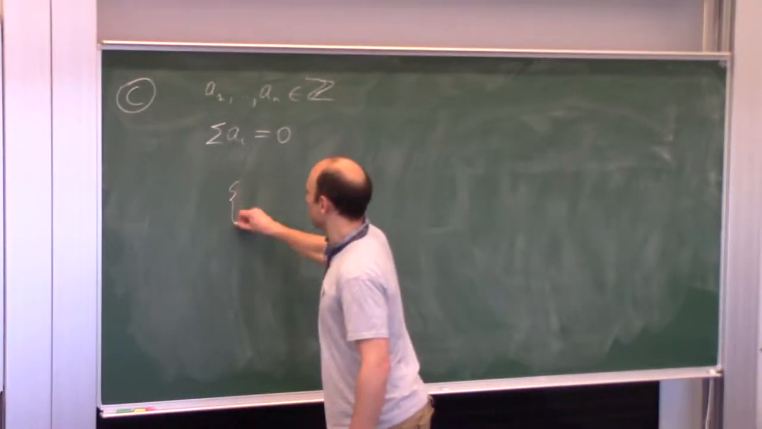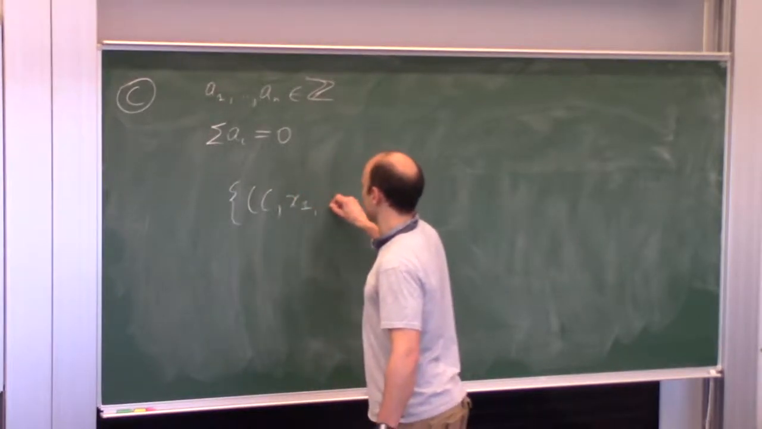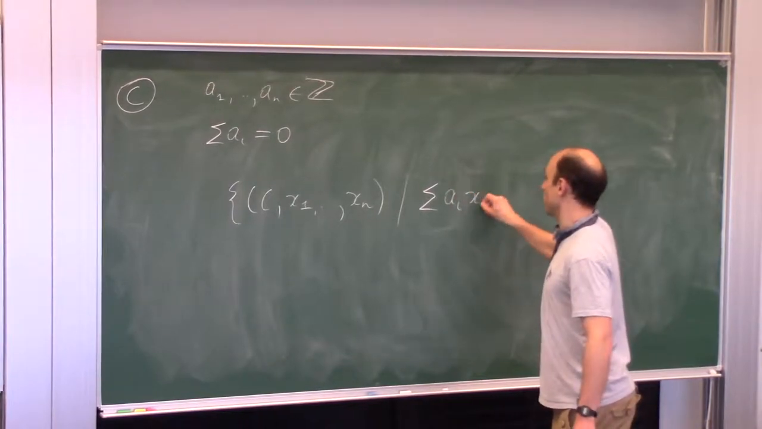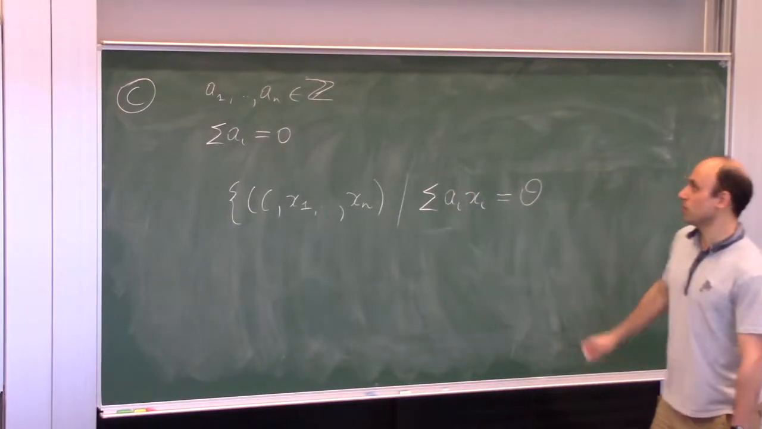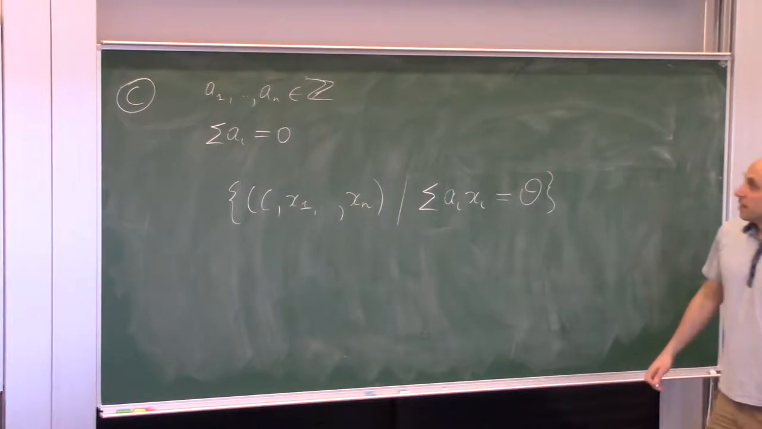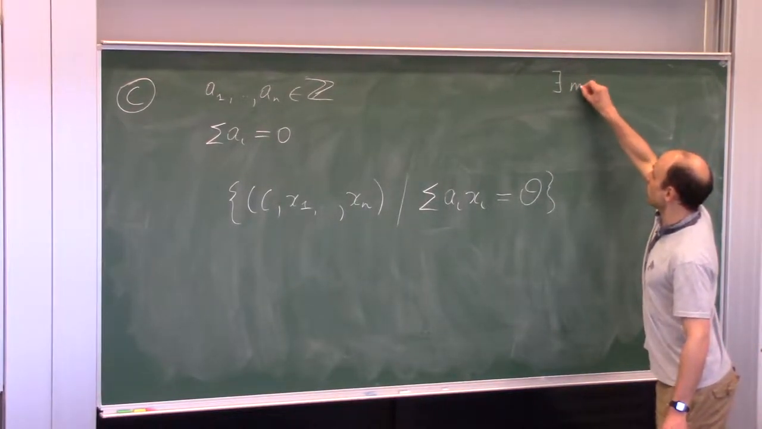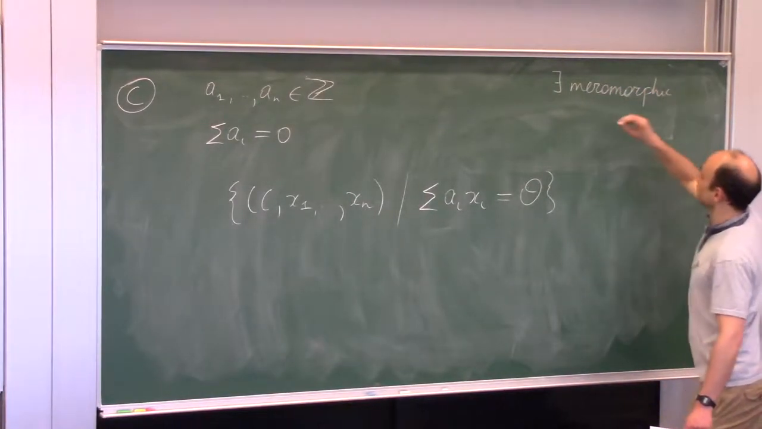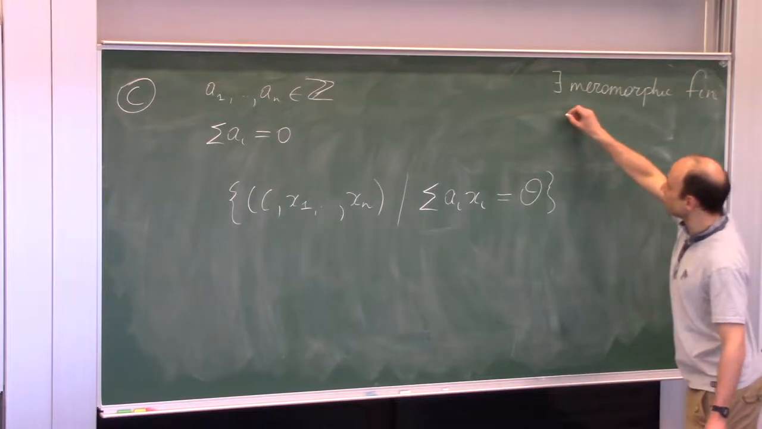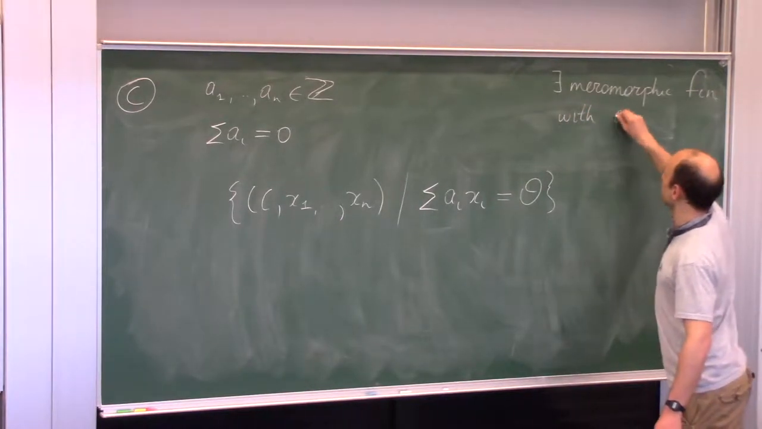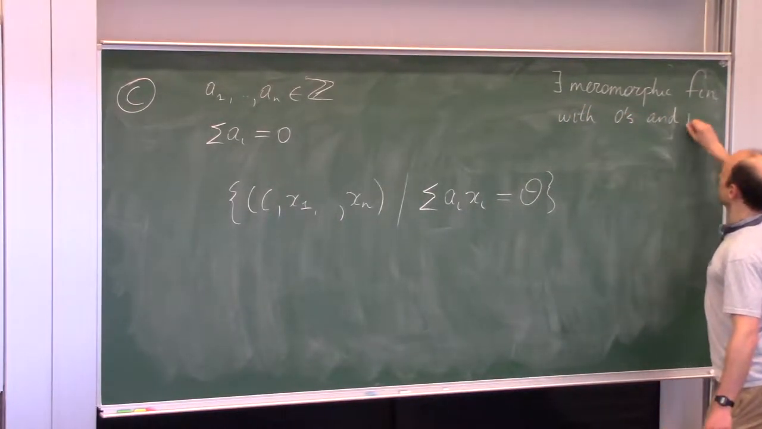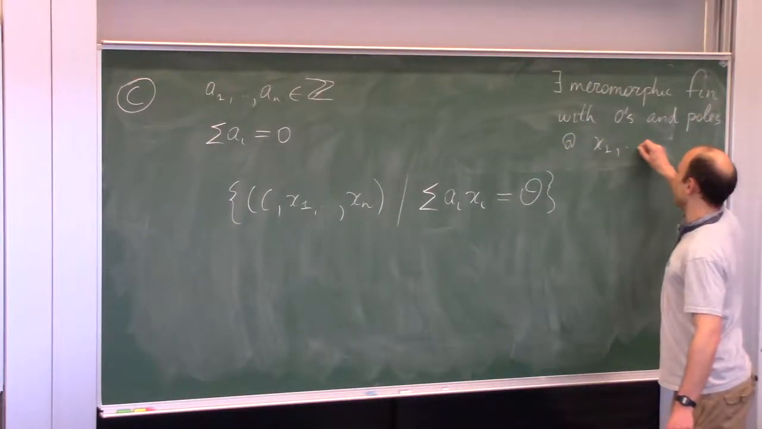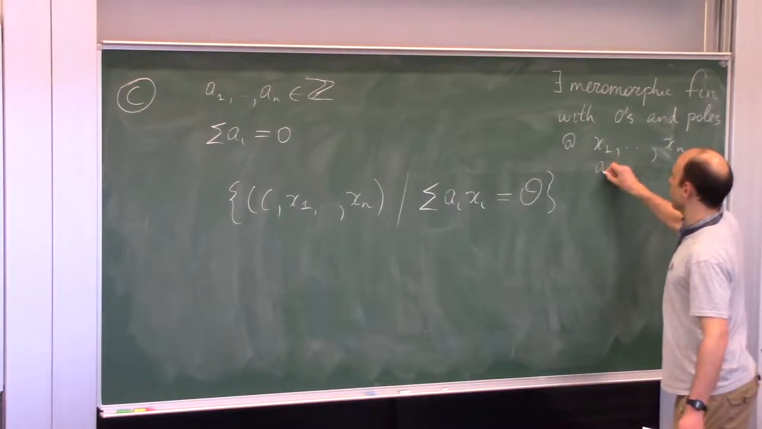And so now I'm looking for the curves where this divisor is principal. In other words, there exists a meromorphic function, again with zeros and poles at x1, ..., xn, of orders a1, ..., an.